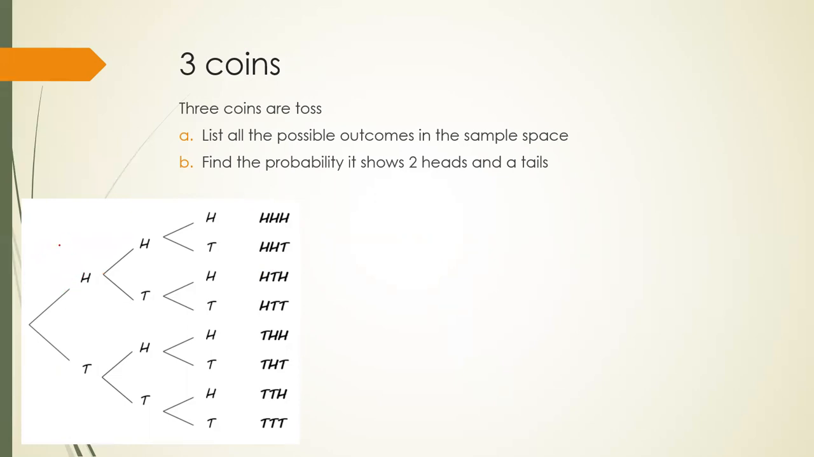This is the first coin, between H and T. The second coin, this one. And the third coin. So the outcomes, the sample space, are this one, this one, this one, this one, this one, and this one. How many? 1, 2, 3, 4, 5, 6, 7, 8. So n(S) equals 8. Now we're going to find the probability.